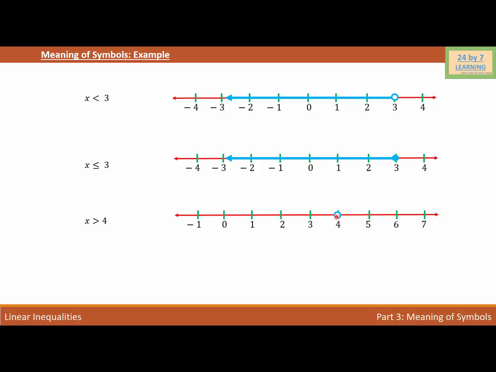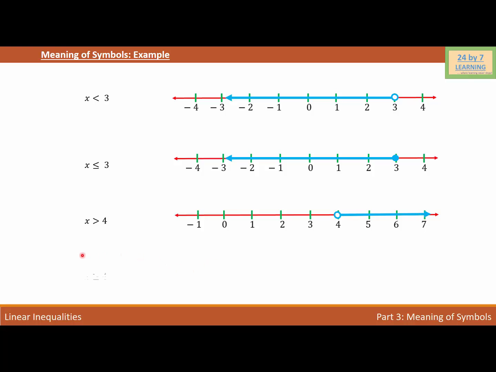This is basically an empty circle because this point is not part of the inequality, and every value greater than 4 is part of the inequality. So I'm going to draw an arrow, which is this arrow, and all the values excluding 4 and on the right side of 4 are part of this inequality.